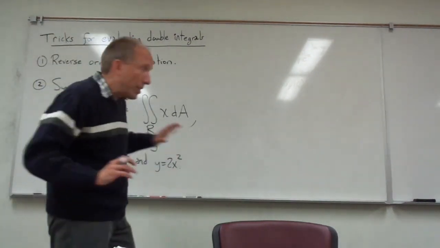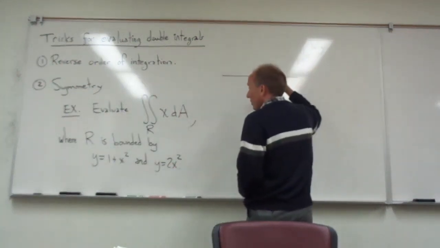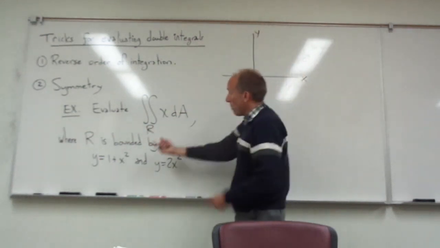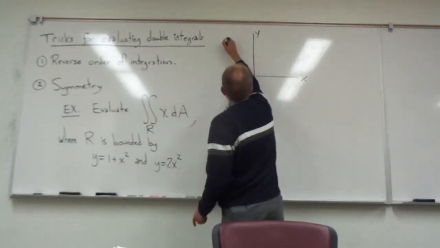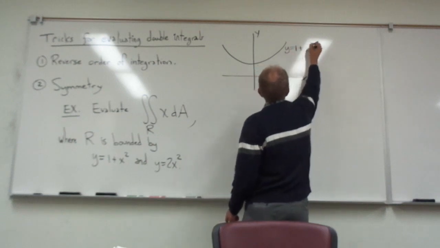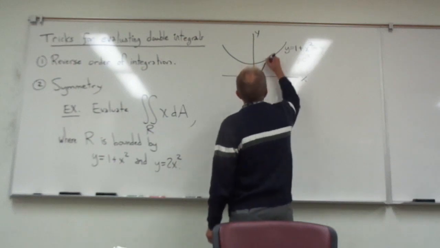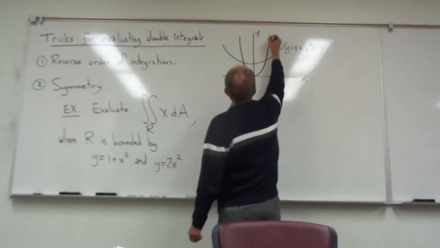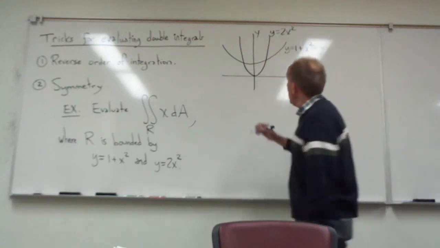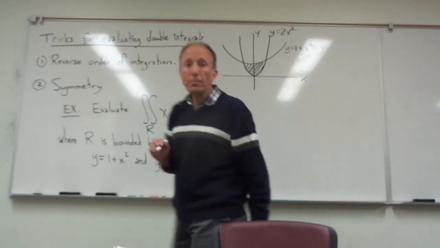So I'm going to draw a picture of the region first. We're going to see how the symmetry plays a role here in just a second. Okay, so here's my xy axes. The parabola 1 plus x squared is basically just your standard parabola shifted 1 unit upward. Okay, and then y equals 2x squared is a steeper parabola that also goes upward, but it goes through 0, 0. And you can see that your bounded region, your region R, is right in here. Okay?